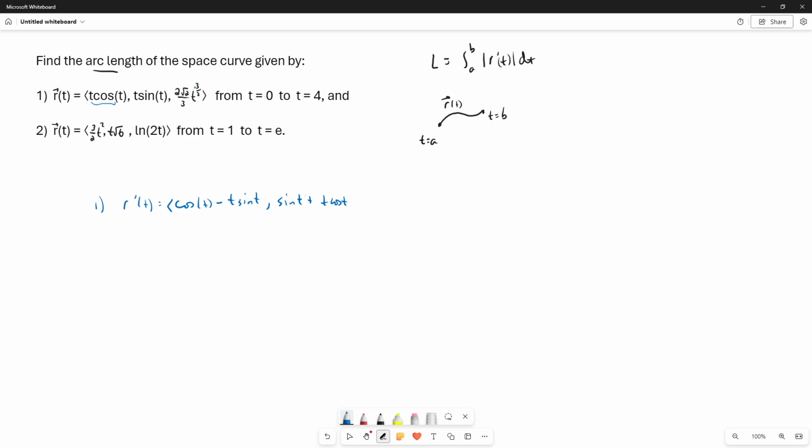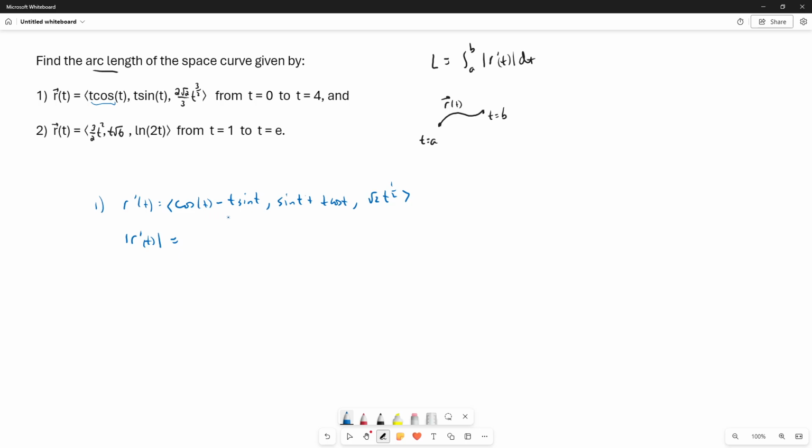And for the third component, we have this strange coefficient here, but when we use the power rule, 3 halves comes down, cancels out to 2/3, and we get the square root of 2, t to the 1/2. And now we need the magnitude of this. So we have to sum the squares of the components and then take the square root. So we have to square each component, add them together.